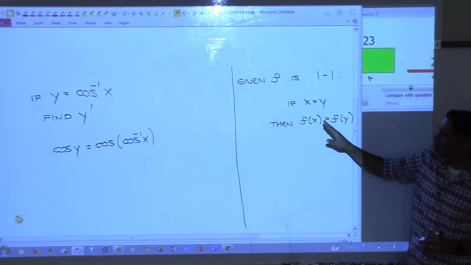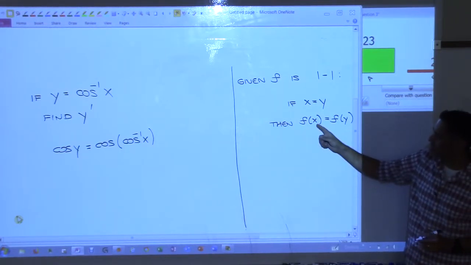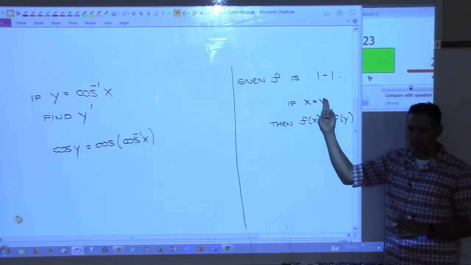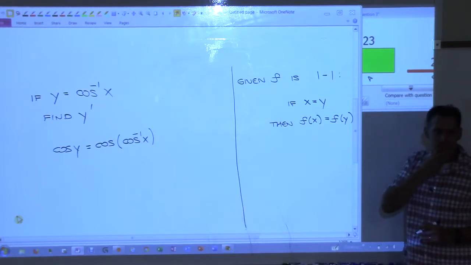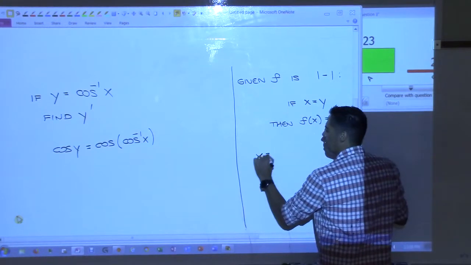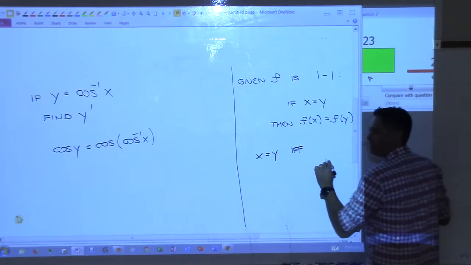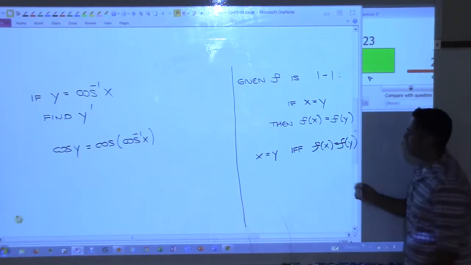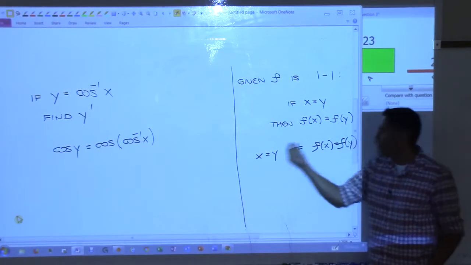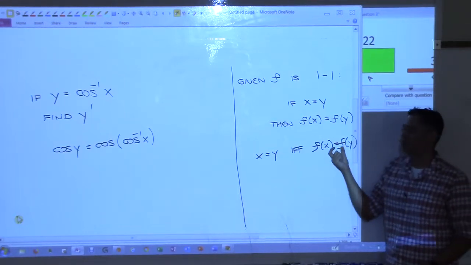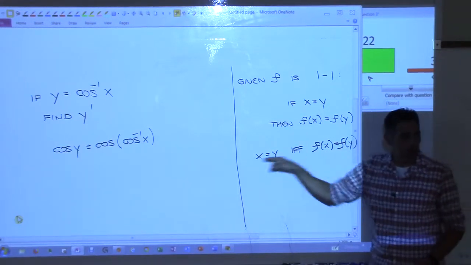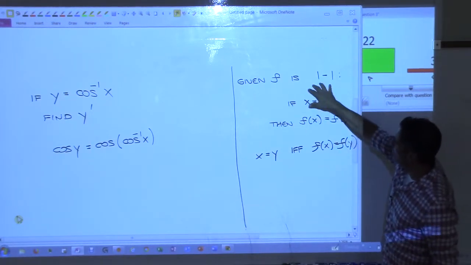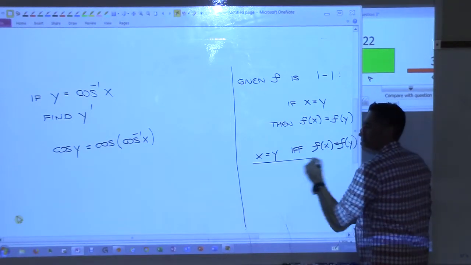So does anyone know what we use when this implication works in both directions? Meaning, if x equals y, that forces this to happen, or if these two are equal, it forces that to happen. Maybe you've seen it: x equals y, if and only if. Have y'all ever seen that before? Long time ago. So what this means is that if x equals y, then that has to be true, and if this is true, then that has to be true. So this implication goes in both directions. So if you're one-to-one, you actually have a stronger condition than this. You have this condition.